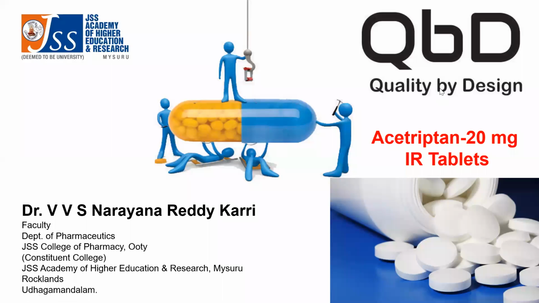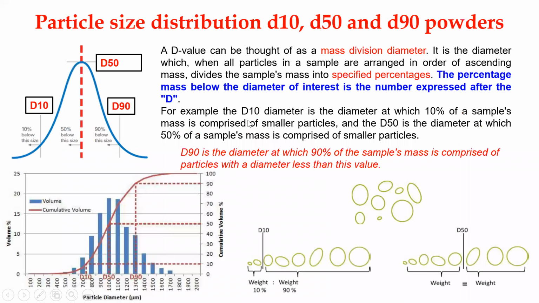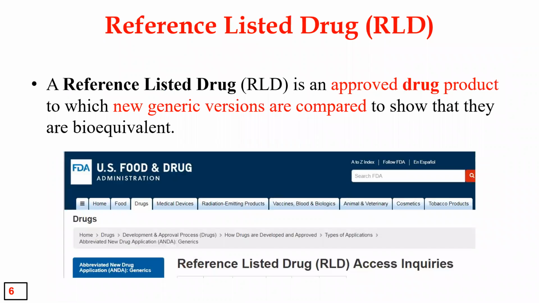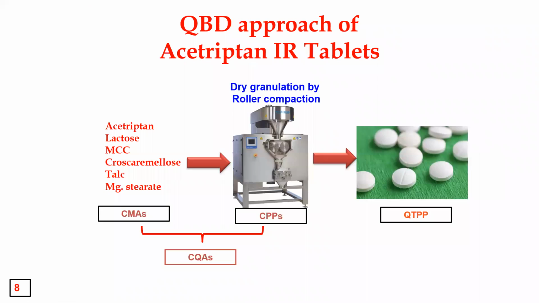So to give a glance at first, what has happened till now? As usual, we have seen the basics of roller compaction, which is a dry granulation process, then the definitions of D10, D50, and D90. Then what is an RLD product? With an aim to develop the quality by design tablet of acetyltryptophan as that of the RLD product, using the dry granulation process using roller compaction, the CMAs and CPPs and QTPP.